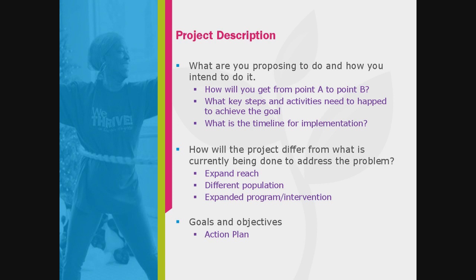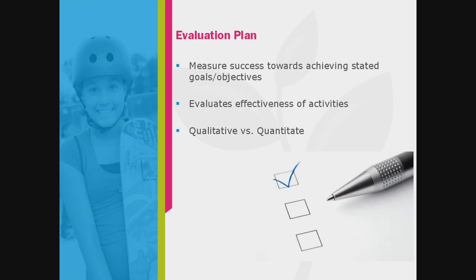This is probably the bulk of the project narrative section because this is really where you get to describe what you plan to do and how you're going to do it. Evaluation will identify measures of success that you've identified. You'll talk through how you plan to evaluate the effectiveness of the activities.